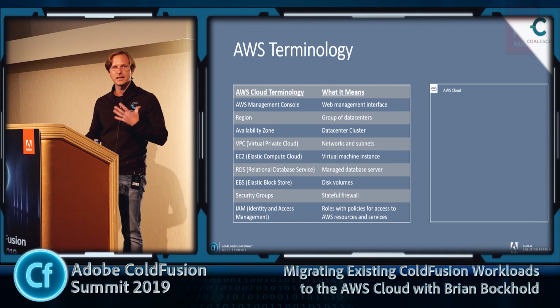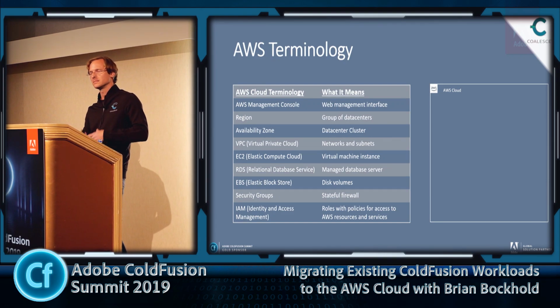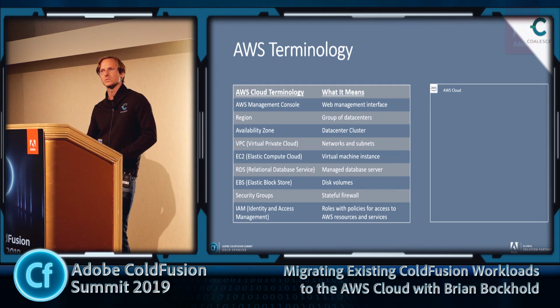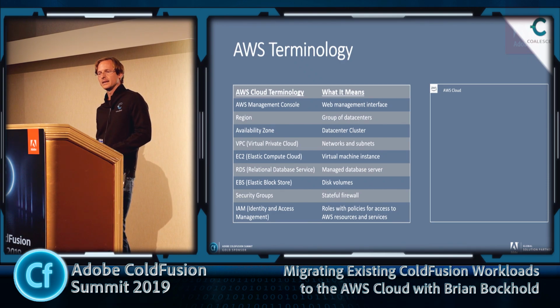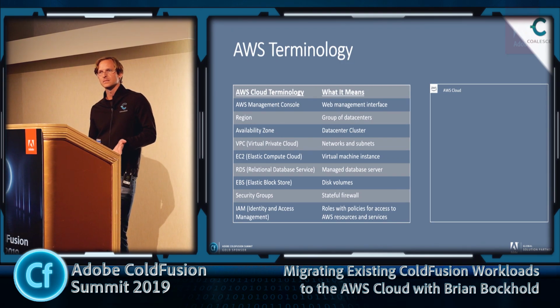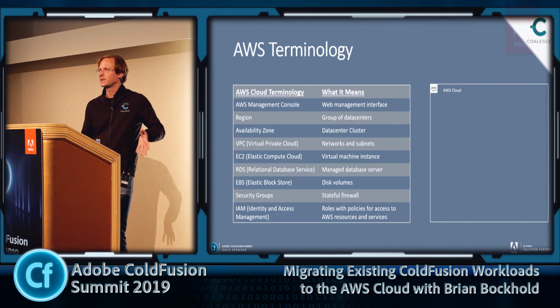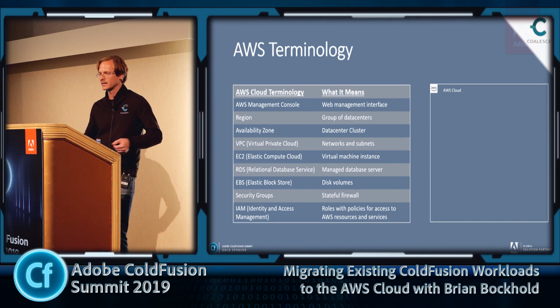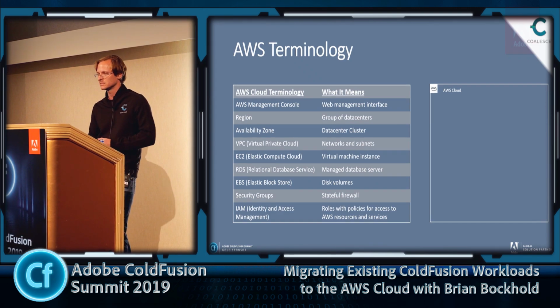All right, some AWS terminology. This may be redundant for a lot of you, but let's walk through this real quick. The AWS Management Console is the web interface where you manage your AWS account. The region is a group of data centers. There are currently 22 global regions for AWS. If I have the number right, I looked it up last week, so it can be added to all the time.